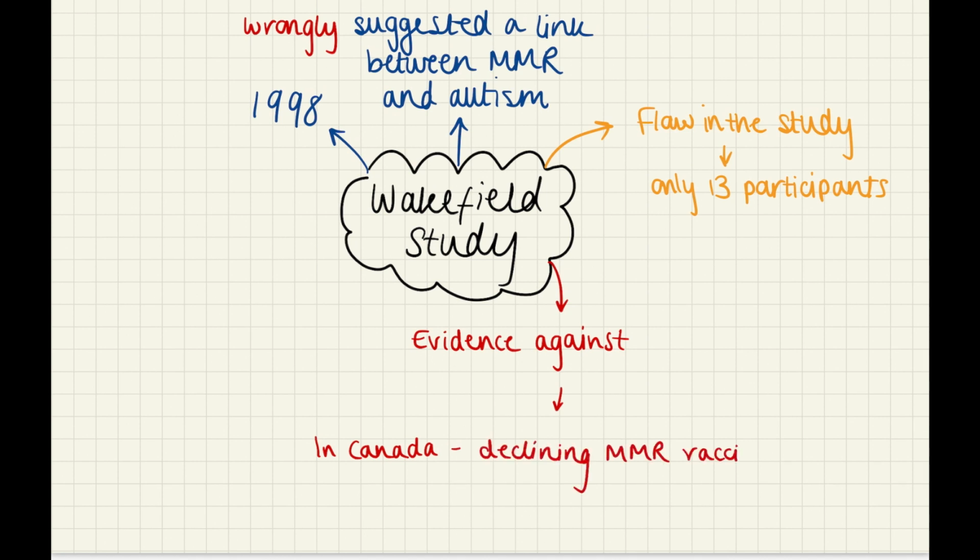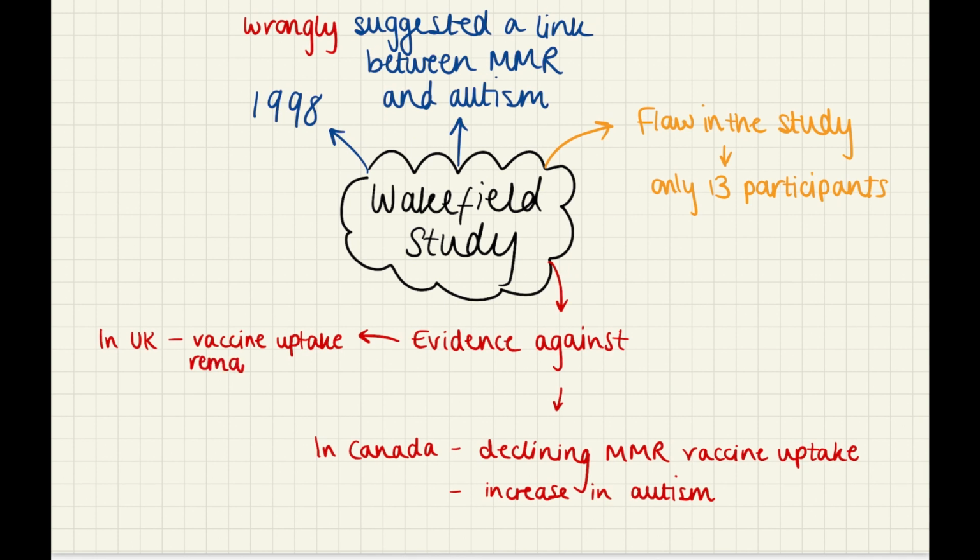So in Canada, there has been a declining MMR vaccine uptake, so less and less people have been having the MMR vaccine, yet there has been an increase in autism seen. And a similar story in the UK: vaccine uptake remained constant over 6 years, but autism increased. And actually in the US, vaccine uptake remained constant for 12 years, but autism increased. So that's over an even longer period of time.